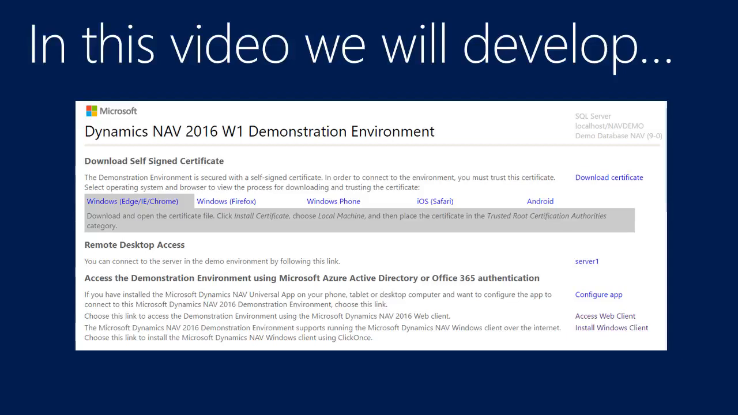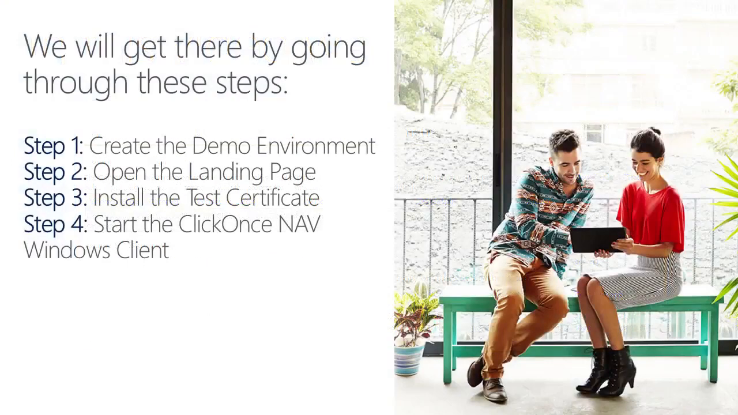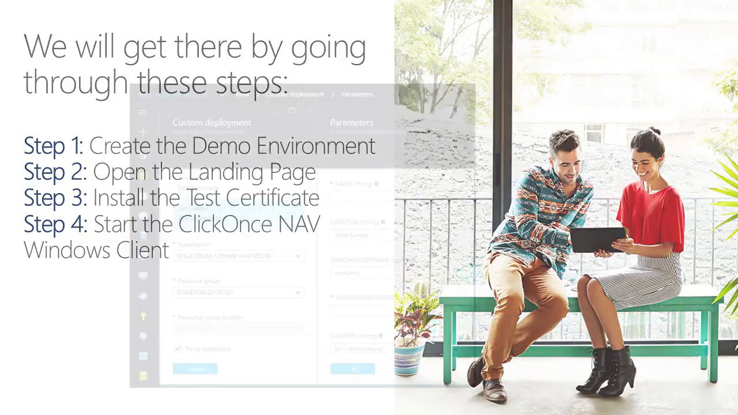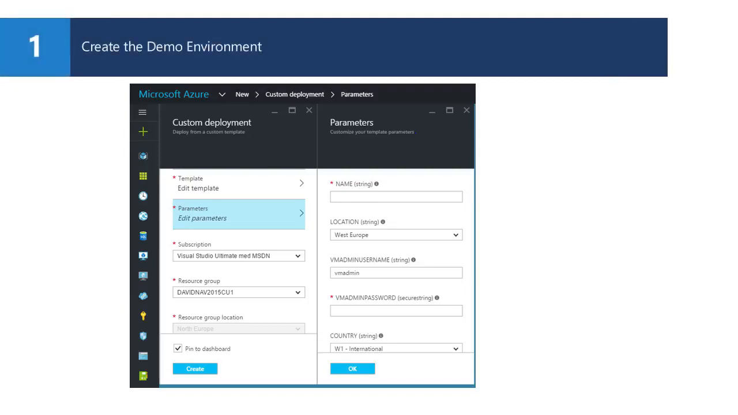This template will do all the work for you to configure the virtual machine, the NAV server, and the network settings. And all you need is an active Microsoft Azure subscription. We'll get there by executing the following steps to both set up and start using the NAV demo environment. So the first step is to enter the URL for the demo environment, and I'll show you that now.